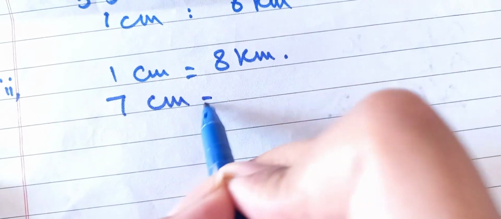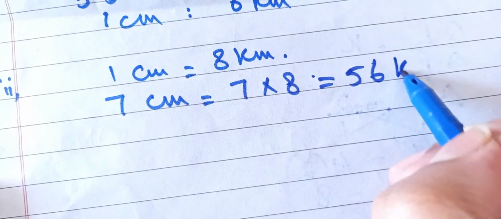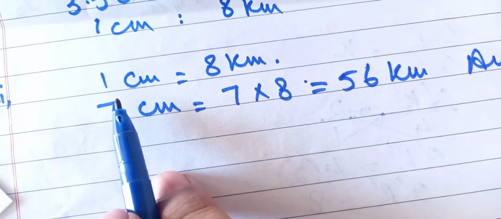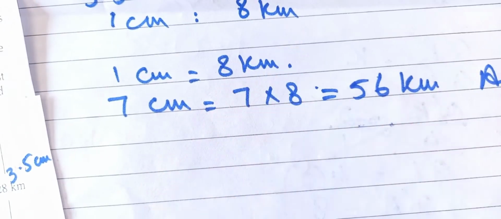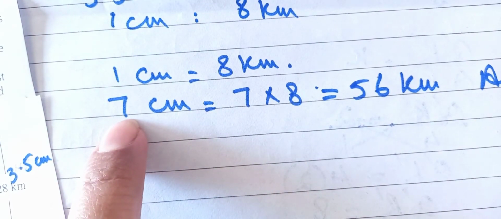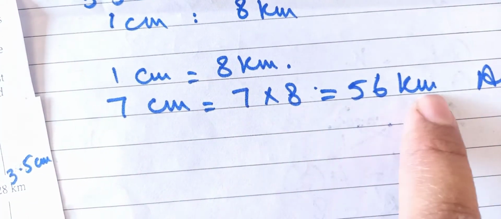I know the scale, which is 1 centimeter is equal to 8 kilometer. So 7 centimeter is equal to 7 into 8 is equal to 56 kilometer. This is your answer. You just have to find out the simplest form of the comparison, and then whatever measurement length you want, you multiply it with that number and you get the answer.